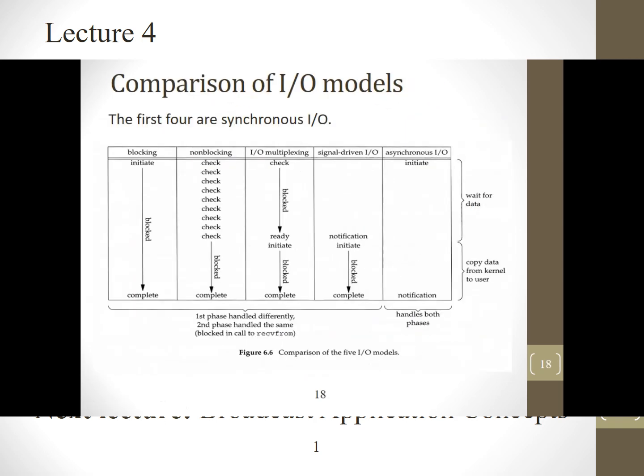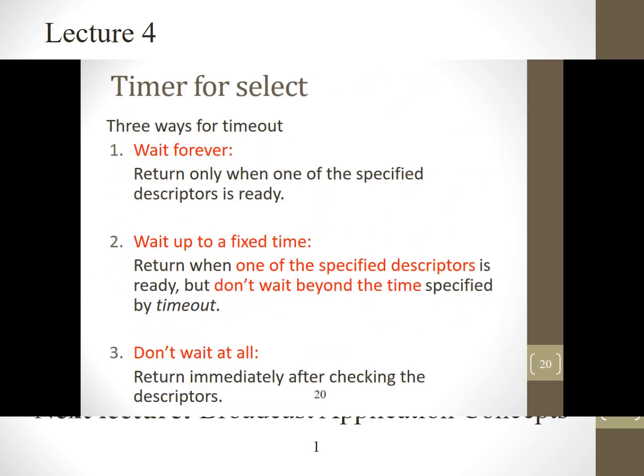And in the other scenario, it says don't wait at all. Return immediately after checking the descriptors. This also happened in one of the IO models, where it did not wait at all. It went and checked, and if there is nothing ready, it returned immediately. So these are the three timers for select.